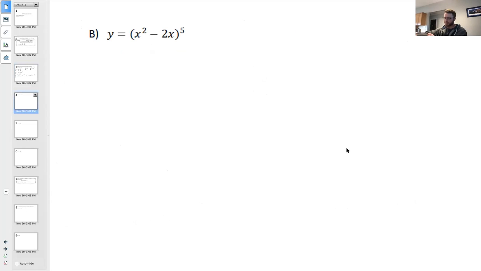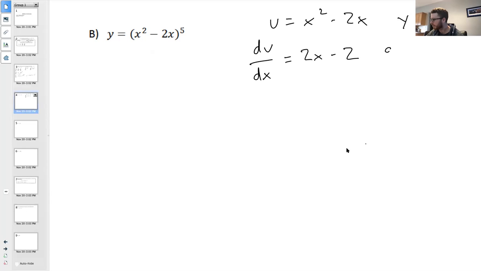Okay, so same kind of thing here. Our function, or whatever we have in the brackets, is going to be our u. So u is equal to x squared minus 2x. So therefore y is equal to u to the 5th. Okay, so same thing like we did last time. We'll take the derivative of u with respect to x. So that will equal 2x minus 2. And if we take the derivative of y with respect to u, because u is our variable, it will be 5u to the 4.